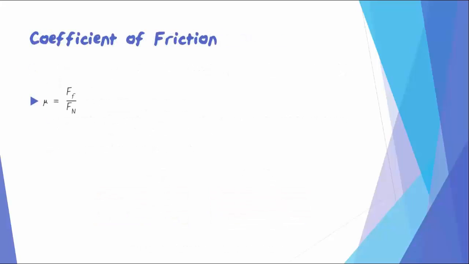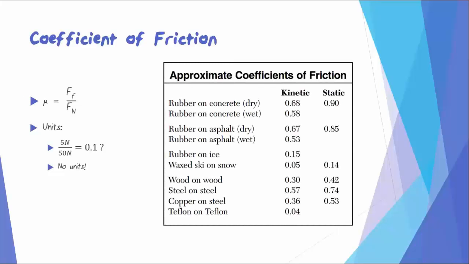Coefficient of friction is a ratio of two forces, so it would be like taking something like 5 newtons and dividing it by 50 newtons, which would give us 0.1, but it would give us 0.1 what? Turns out coefficient of friction has no units. You can find the coefficients of friction for various pairs of materials by looking at your reference table.